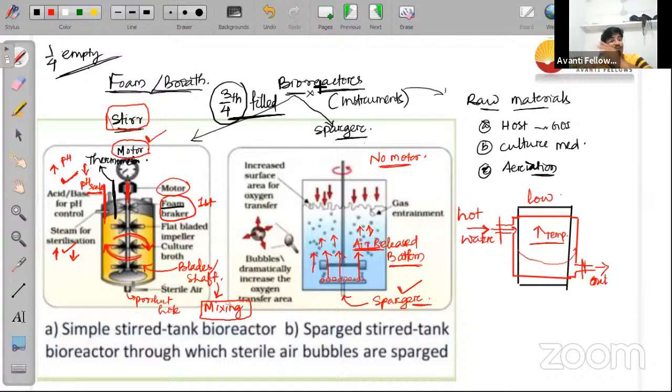Yes, Monisa, the next process is protein purification, that we will be doing.